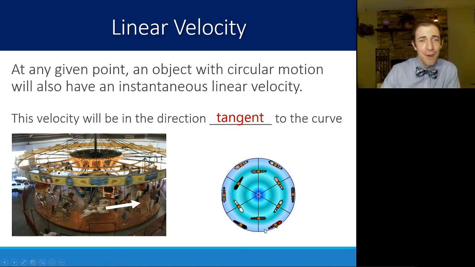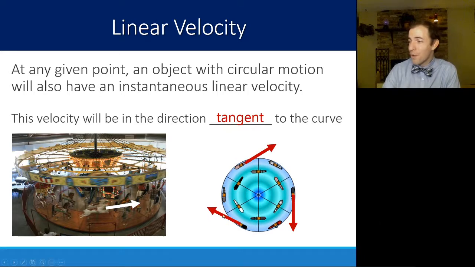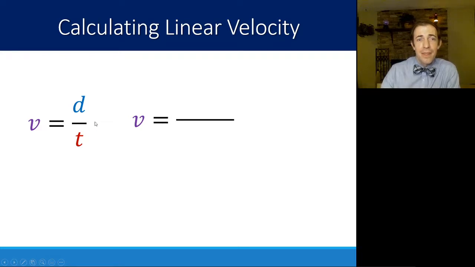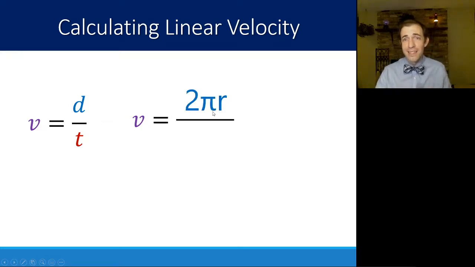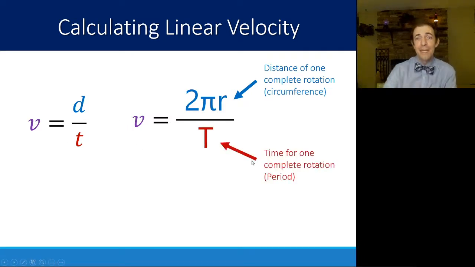So here's a top view of that merry-go-round, and we have it spinning. If I were to stop it, these horses are going to travel along in the direction that they were facing at that moment. So they're going to move tangent to the curve. That is my linear velocity. And I can calculate linear velocity, again, using velocity is distance over time. That distance is 2 pi r. It's the circumference of the circle, the distance around the circle to make one complete rotation. Time is then just capital T. It's the period, the time to complete one complete rotation.